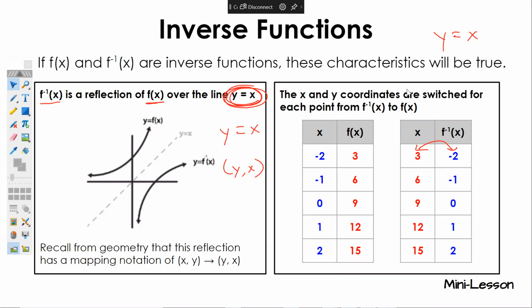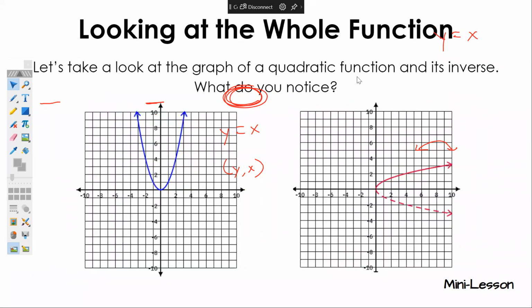All right, so looking at this next one, what do you notice about this function and this inverse? The dotted line. So why is there this dotted line? Well, there's a hole in the graph, not a hole in the graph.